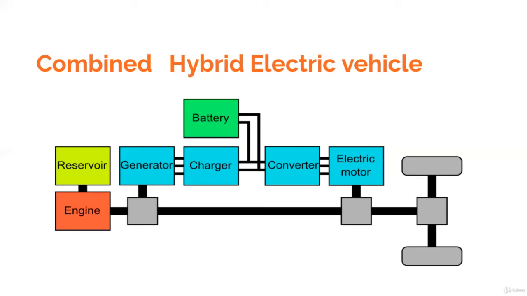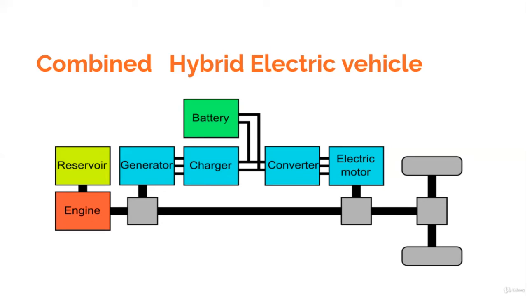In this system, the engine is attached to the stator and the rotor stays connected to the drivetrain wheel through the gears. The motor speed is the relative speed between the rotor and stator, and controlling it adjusts the engine speed for any particular vehicle speed. Okay, so this was about the combined hybrid electrical vehicle.